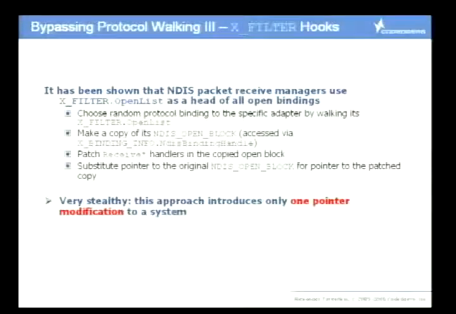So this will result in tricking the packet indication code, so that when a new packet comes to this code, the indication functions will use our NDIS open block structure instead of the original. So this solution is very stealthy because it requires only one pointer modification. And an integrity protection driver, for example, should check the X-filter for a single pointer modification. This will result in lots of false positives.